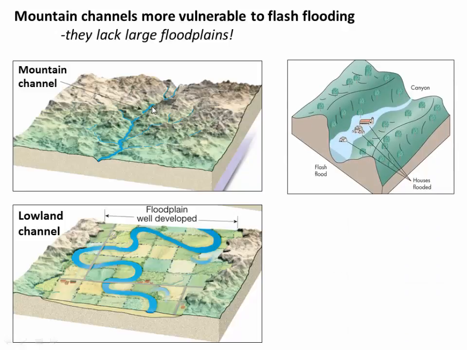There's nowhere for that water to go to be stored, so it just immediately inundates the whole valley and can be very, very destructive. And of course, this is where a lot of the damage from Irene happened, was up in the small mountain valleys that didn't have any floodplain buffering.